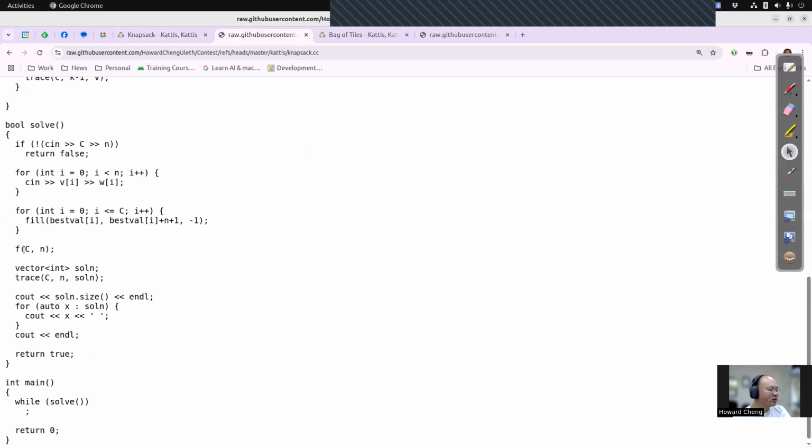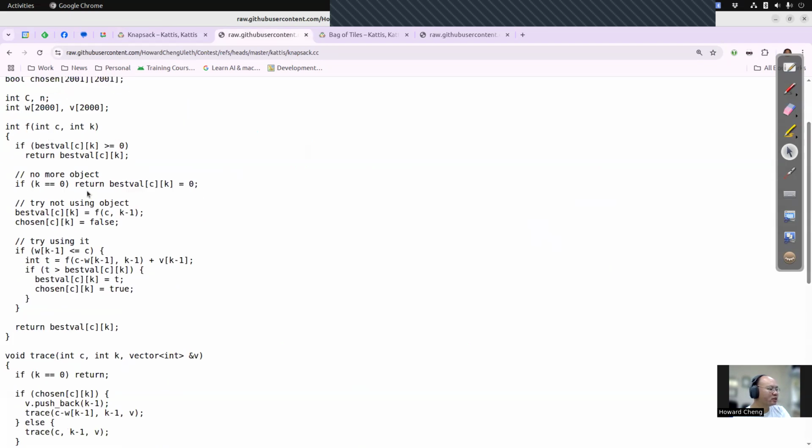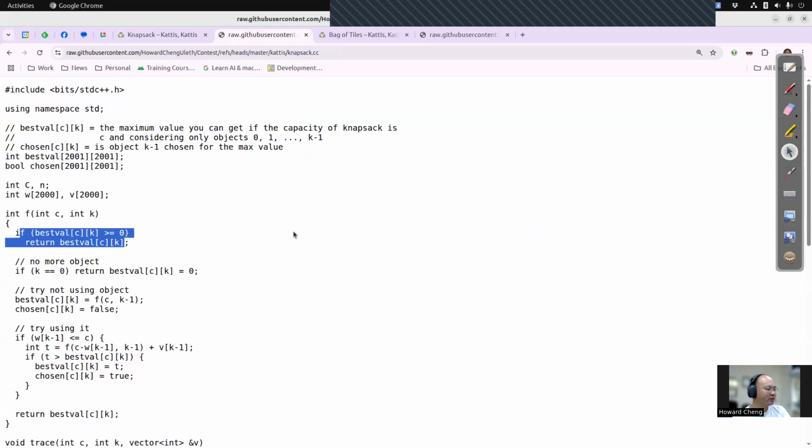I guess in this case, when I wrote it, the capacity is the first parameter, the second parameter is the number of items, but it doesn't really matter which way you do this. So first, as usual, check if I've already computed it. If it's 0 or more than the computed, then just return it. Base case, if k equals 0, no more objects, then basically the best value is 0. There's nothing you can do.